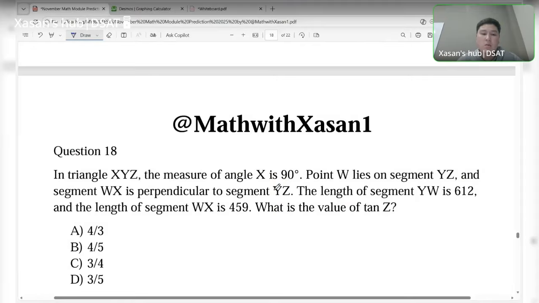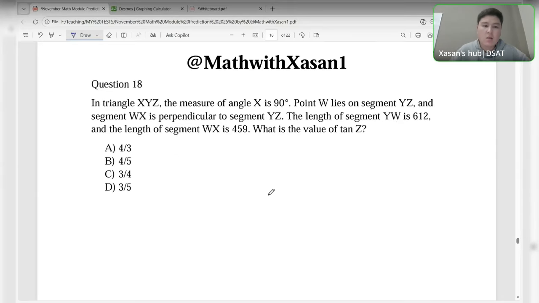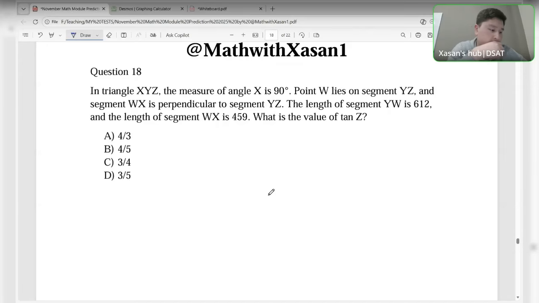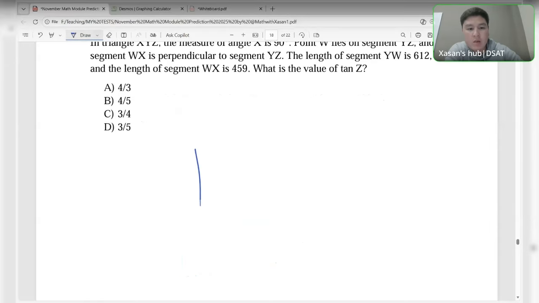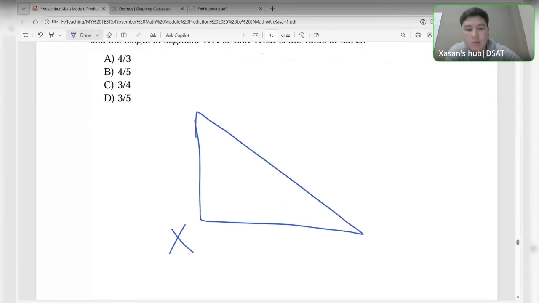Great. I guess we have 5 more questions. So let's solve question 18. Let's read the question. In the triangle XYZ, the measure of angle X is 90 degrees. So we have the triangle XYZ, and X is 90 degrees.